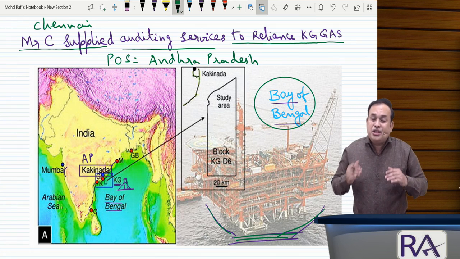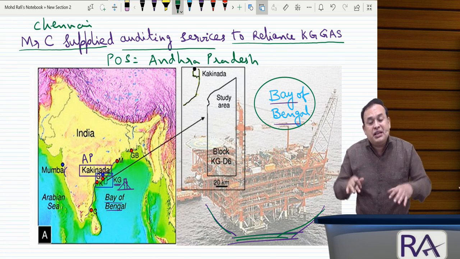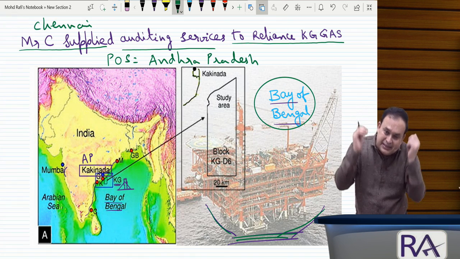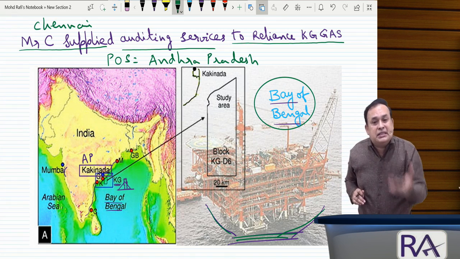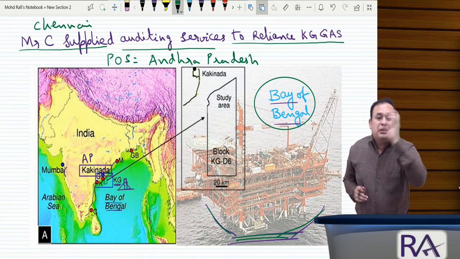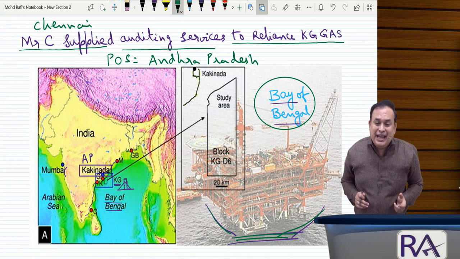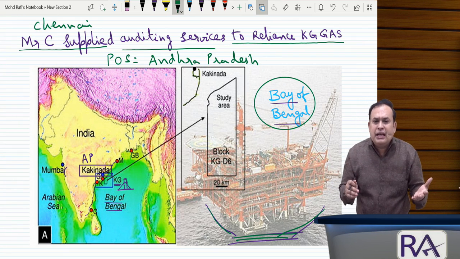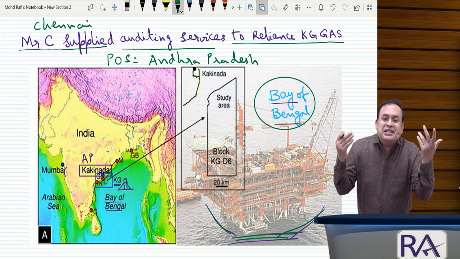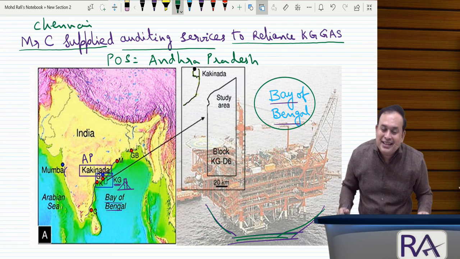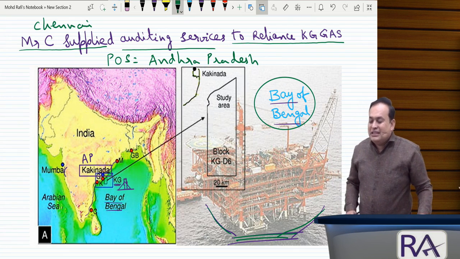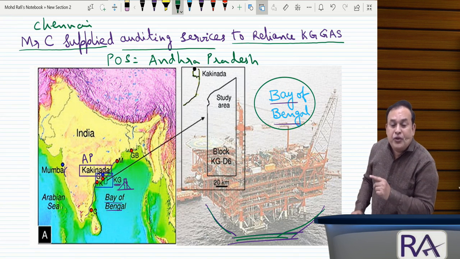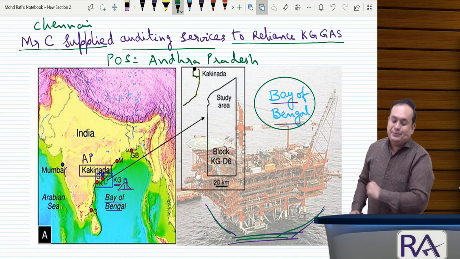No sir, Mr. C is not from Chennai. Mr. C is from Andhra Pradesh itself, of Vijayawada, Andhra Pradesh, and supplies services to the KG Basin of Reliance, where the place of supply goes to Andhra Pradesh. In that case, C is liable to pay CGST and SGST. Is it clear, my dear sir? So, this is what Section 9 of IGST speaks.